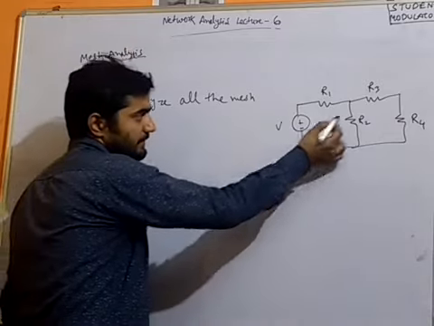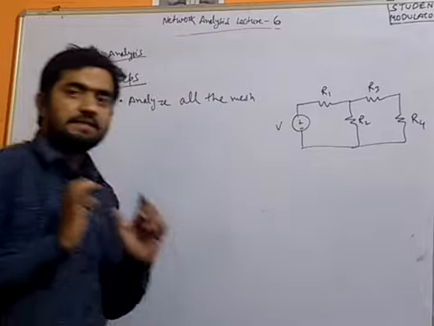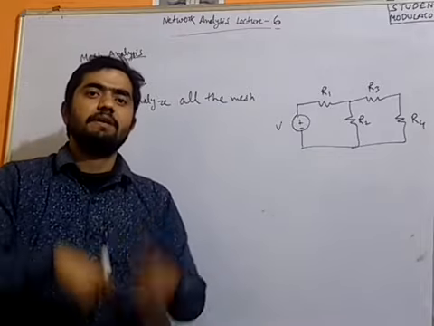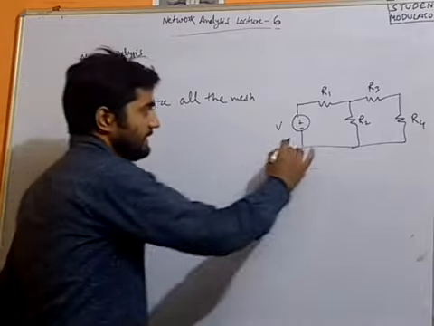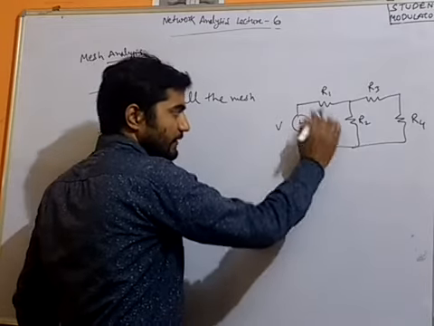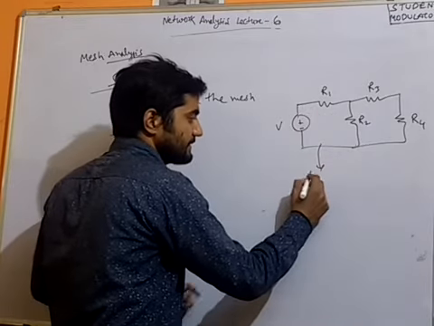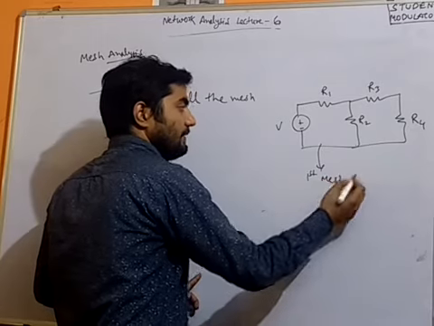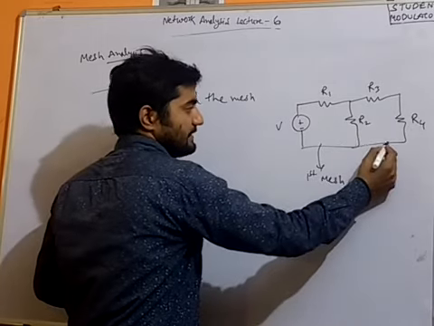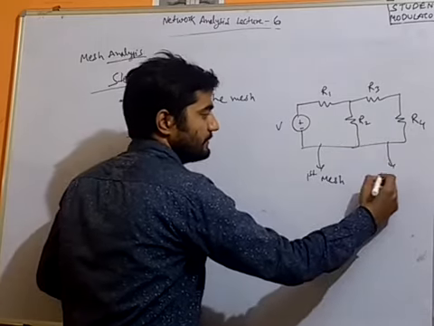Here we have one mesh. A mesh is one which has no inner loop. In this loop there is no inner loop, so this will be the first mesh. Now again we have a loop that has no inner loop, so this is the second mesh.